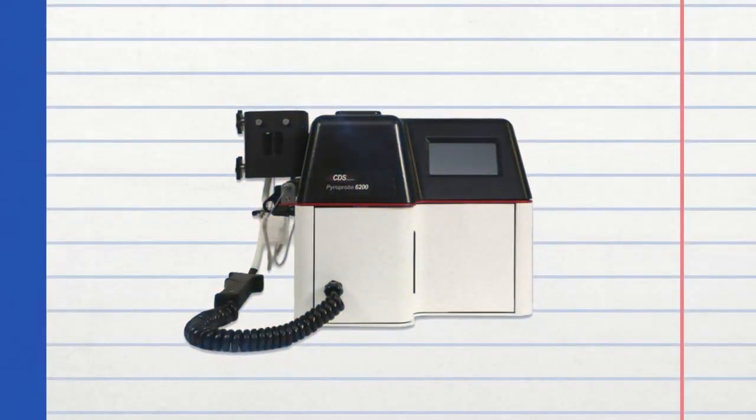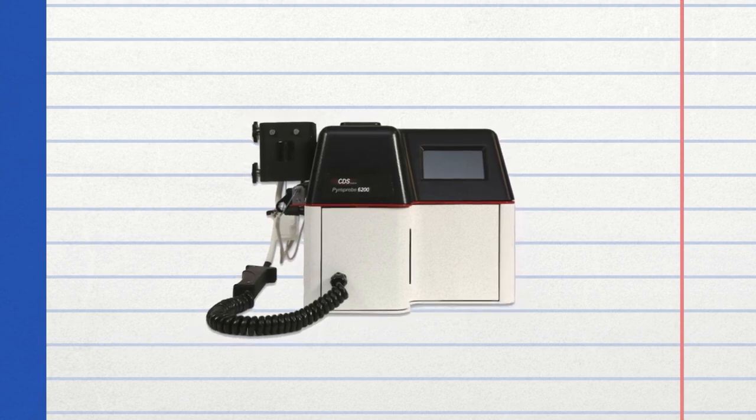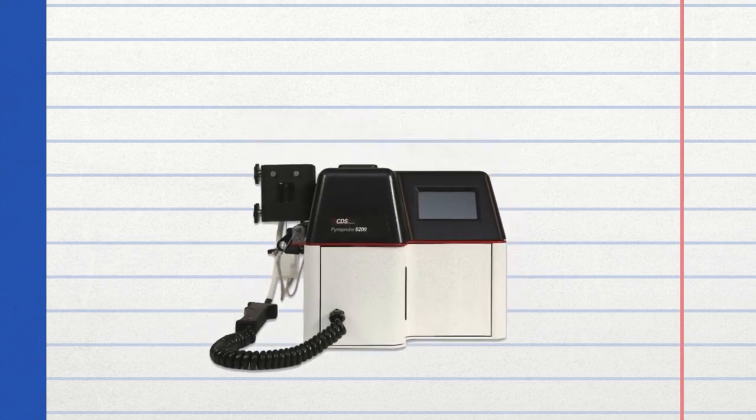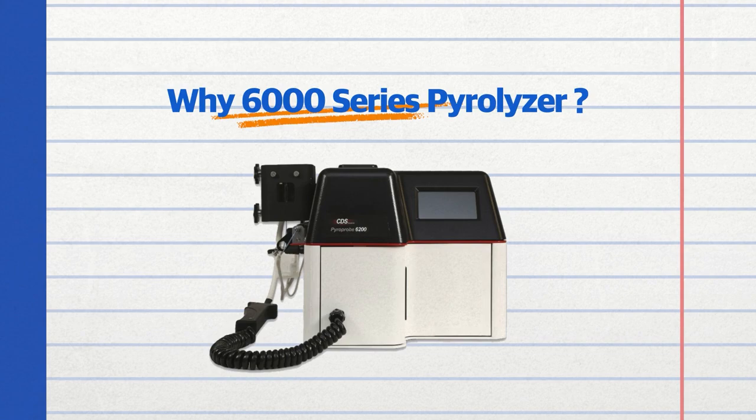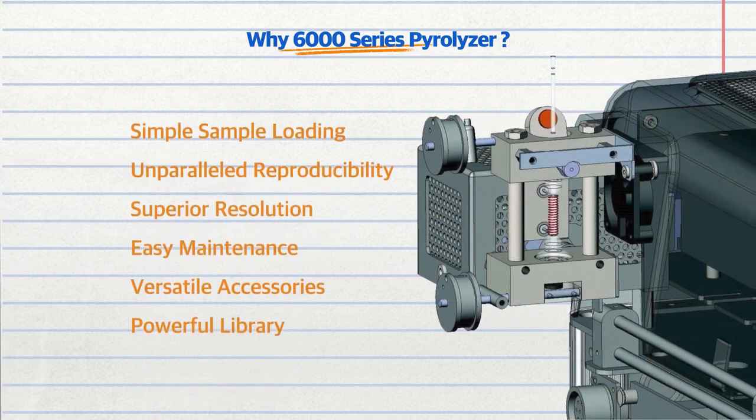Young & Chromas provides the CDS 6000 series pyrolyzer with an optimized solution for each application. Let's see why to choose the 6000 series pyrolyzer. The 6000 series pyrolyzer ensures various features as shown like this. It's easy to load a sample with a disc tube.